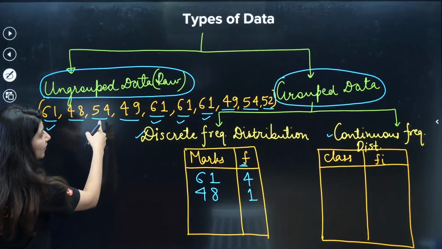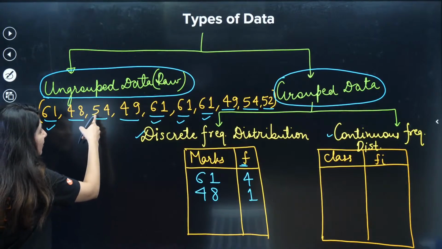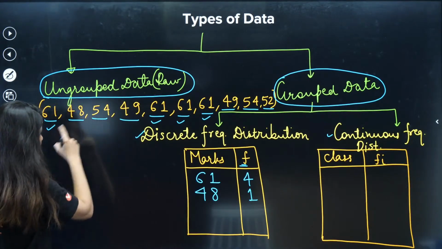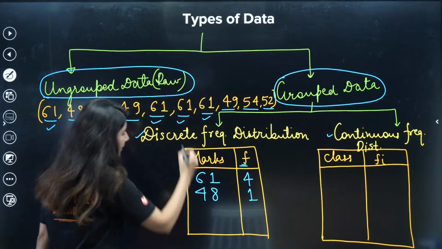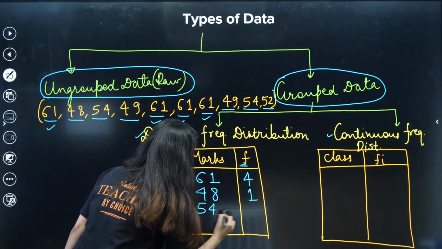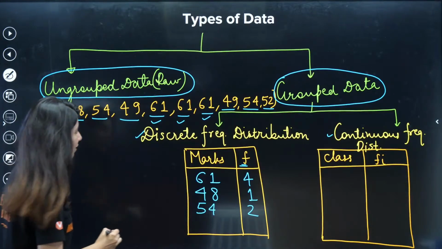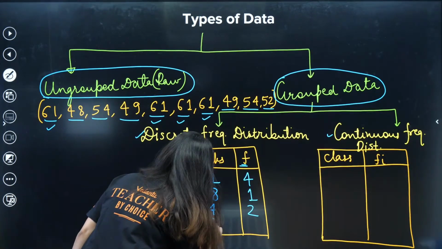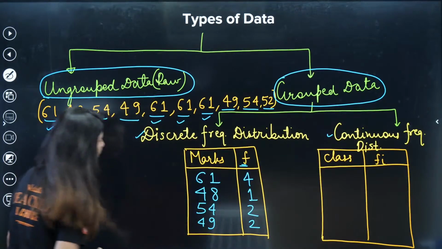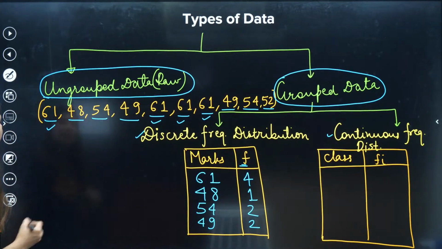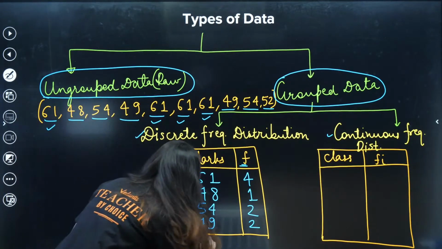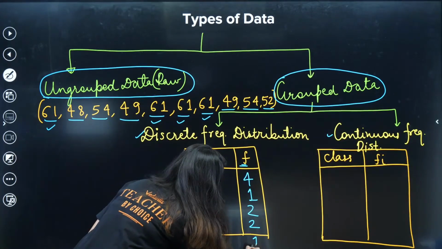Okay. Now what about 54? I can clearly see 54 is occurring twice. And then 49 we have. 49 is occurring again, I guess, twice, right? 49 is occurring twice again. And then last but not the least, 52 is occurring 1 time.